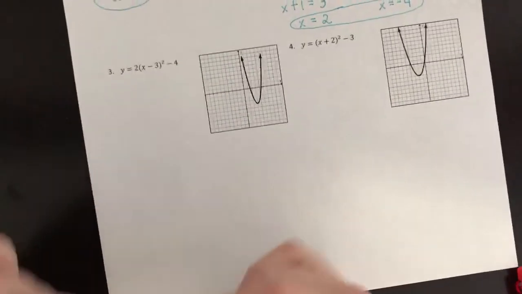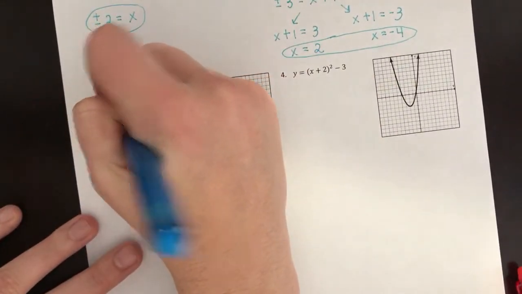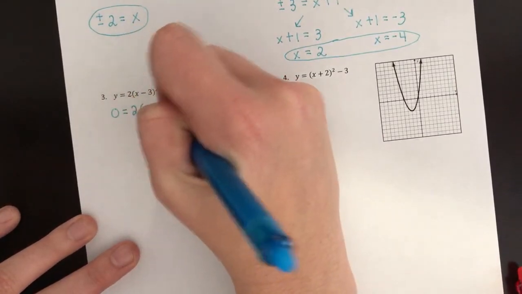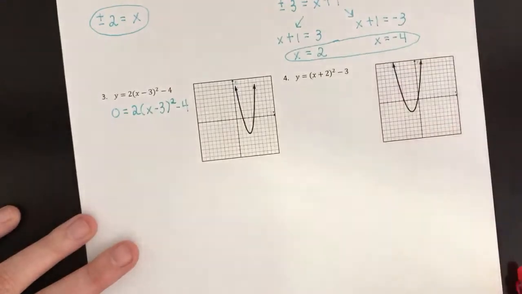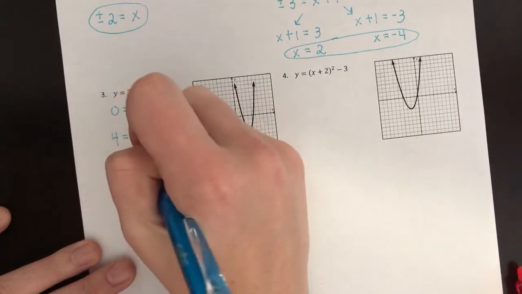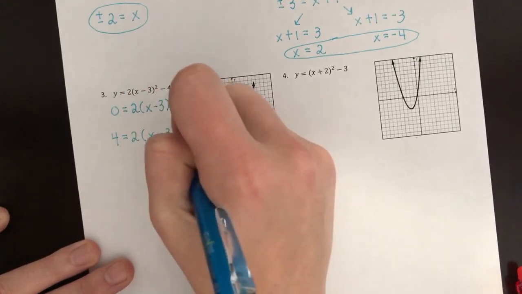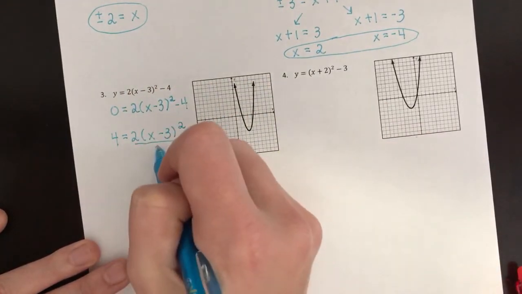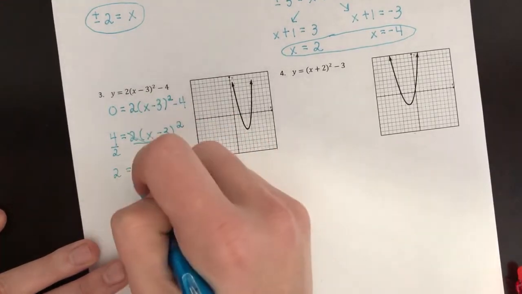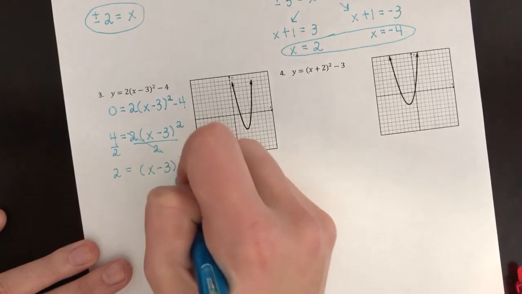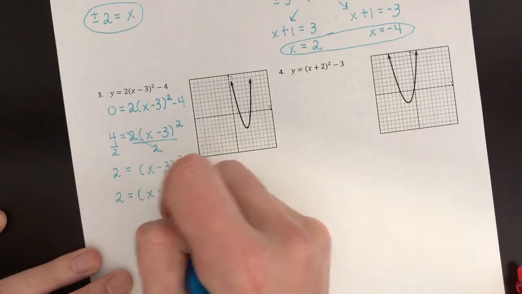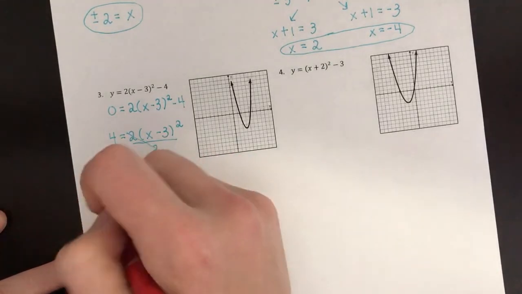Problem number 3. Here, add 4. So 4 equals 2 times the quantity x minus 3 squared. Of course, divide by 2. All right, so now I'm going to rewrite this step because I'm going to square root.